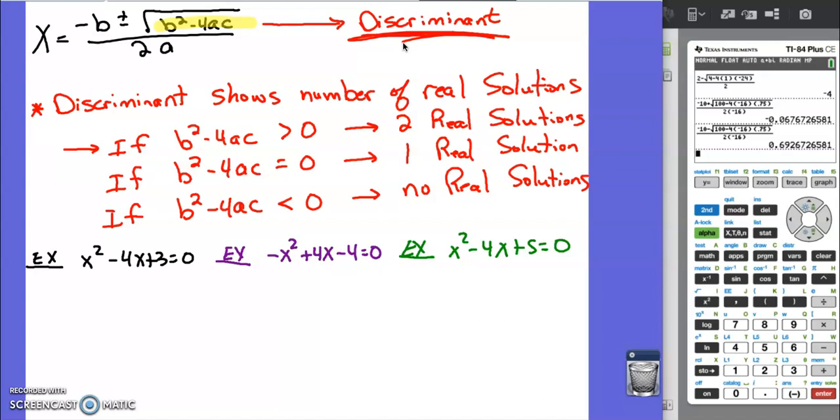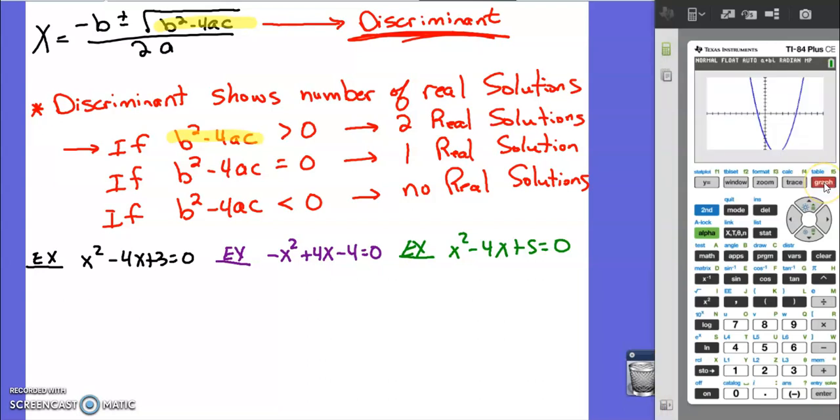Well, first of all, if the discriminant, b squared minus 4ac, if it's greater than 0, in other words, you're going to have inside the square root something bigger than 0, a positive number, then you're going to end up with two real solutions. Kind of like when we graphed earlier, we came up with two real solutions. That's because b squared minus 4ac, the discriminant, was greater than 0. If it equals 0, then it's only going to cross at one spot on the x line.